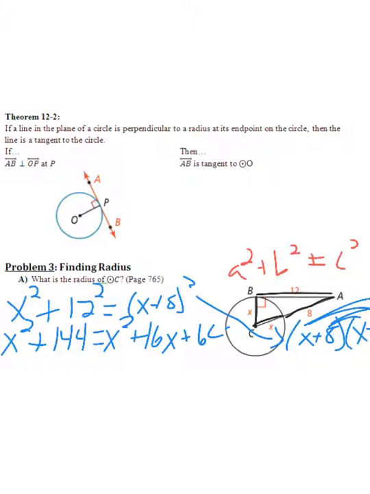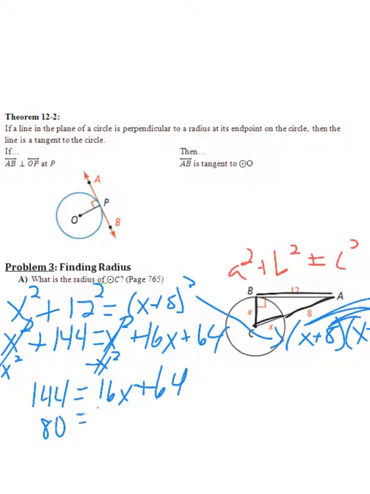Solving for x, I'm going to subtract the x squareds over. When I do that, minus x squared, they actually cancel each other out. And I'm left with 144 is equal to 16x plus 64. Subtract the 64 over, and I get that 80 is equal to 16x. Divide both sides by 16, and I get that x is 5. My radius of my circle is going to be 5.